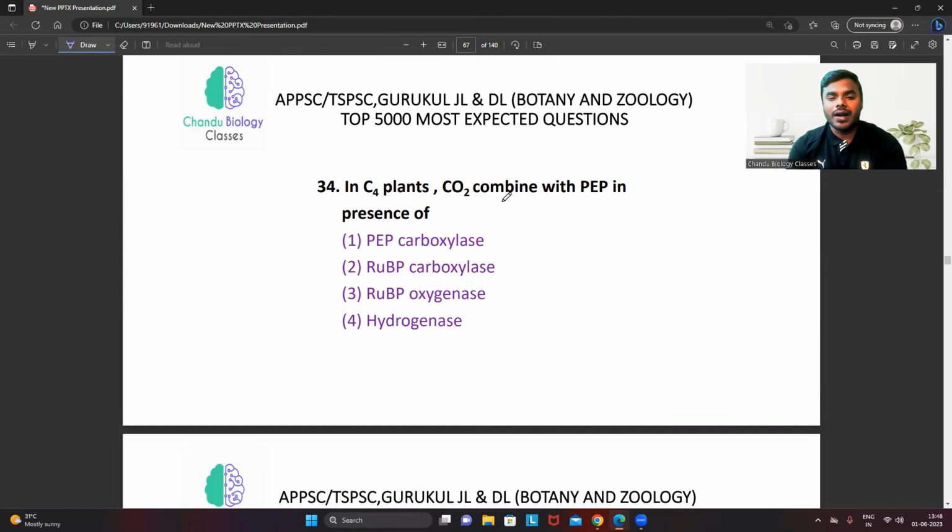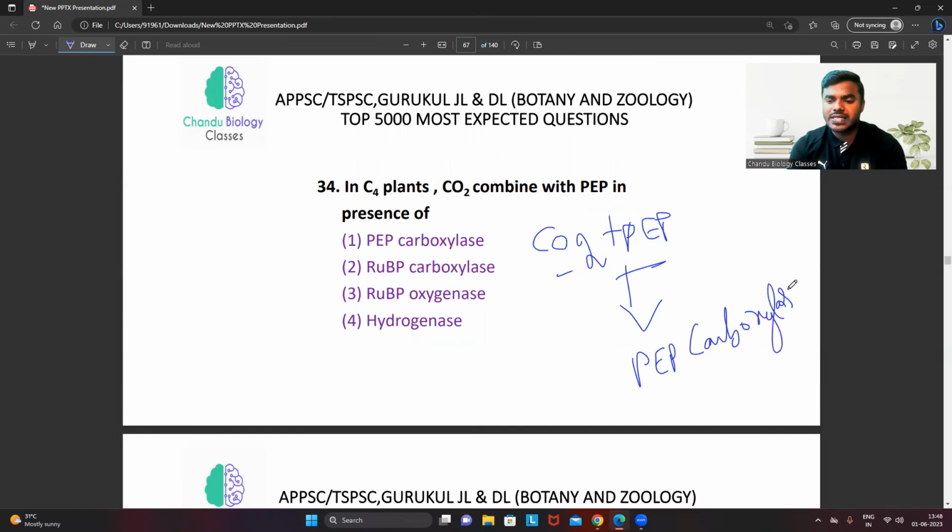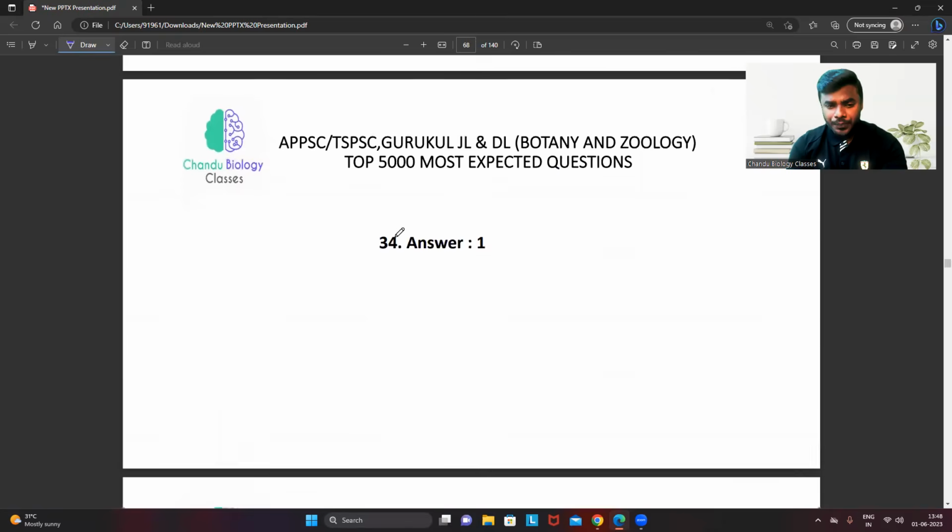In C4 plants, carbon dioxide combines with PEP in the presence of, very straightforward question, right? So carbon dioxide combines with phosphoenol pyruvate. What is phosphoenol pyruvate? Acceptor. What is it accepting? Accepting the carbon. Who is going to catalyze this particular reaction? This reaction is catalyzed by an enzyme called PEP carboxylase. Hence the answer is number 1.